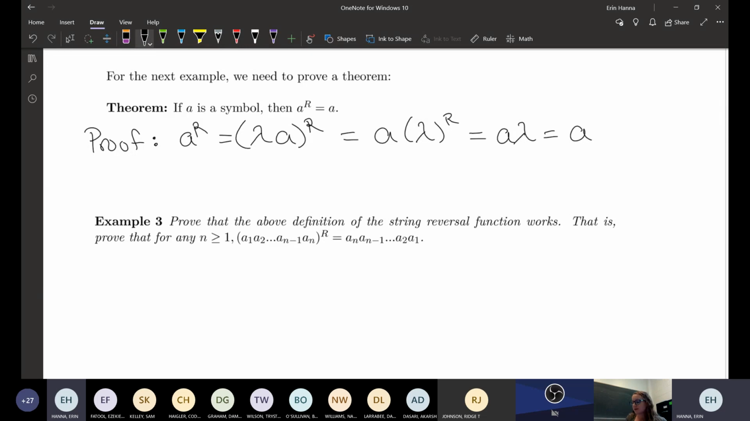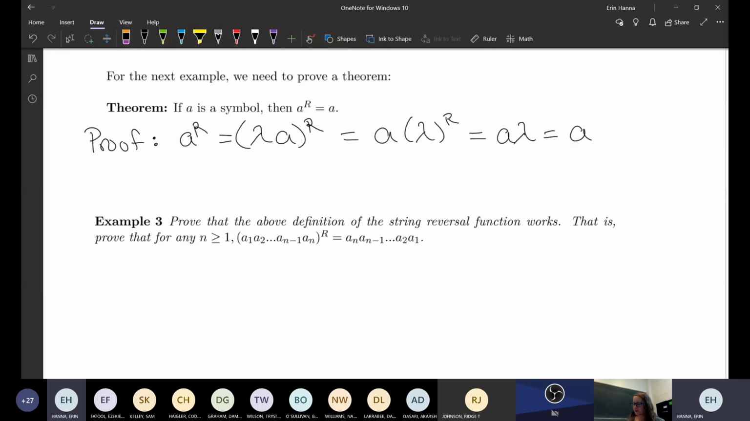So now we don't have to do all of this hoopla when we want to say that a symbol reversed is just that symbol. We can now just say A reversal is A, for a specific singular symbol A. For the other ones, we do still have to do that recursion idea. So what we're going to do is prove that the above definition that was on the last page, the one I just scrolled past, works.